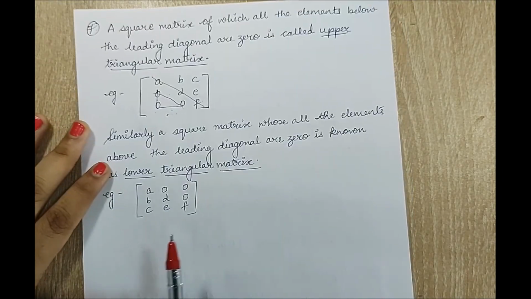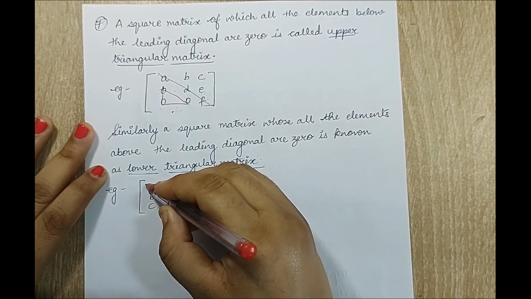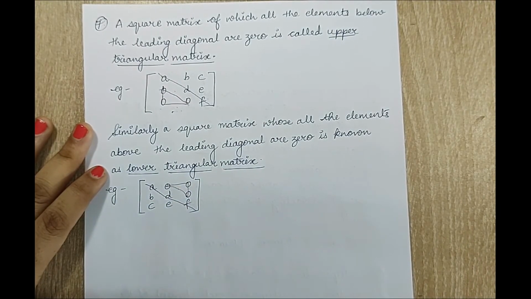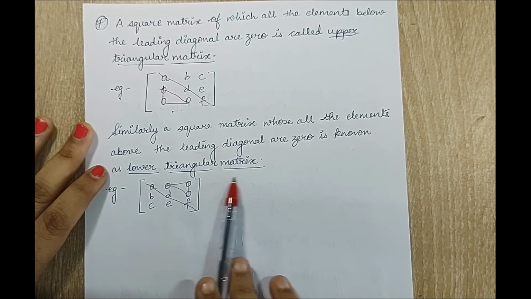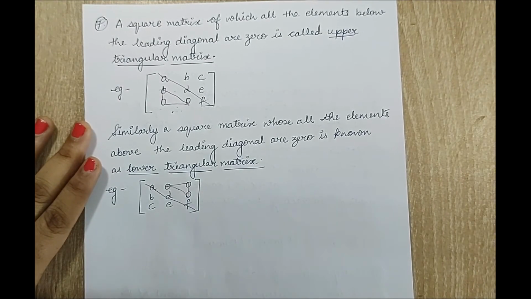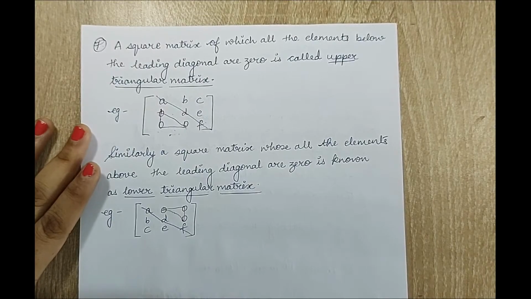Now similarly, if you have a square matrix wherein above the diagonal you can form a triangle like this with the zeros, this will be called a lower triangular matrix. So these are all the types of matrices which we need to know.